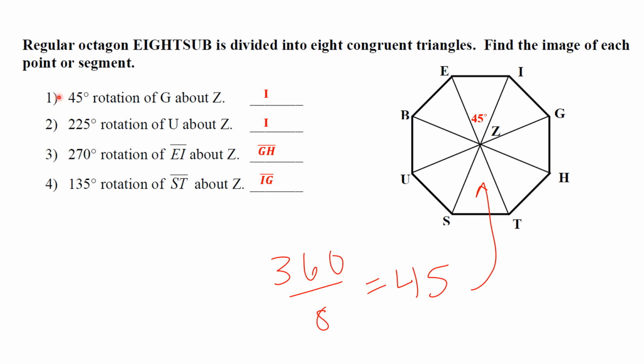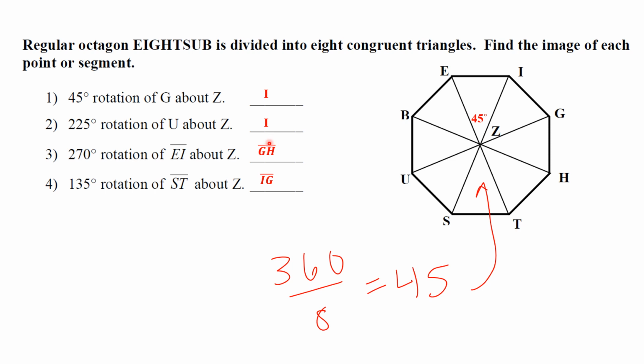So if it asks me to do a 45-degree rotation of G about the point Z, that basically means, remember, we're always going to the left, counterclockwise, unless we have negative degrees, which we won't. So always go to the left. If I start with G and just do one 45-degree jump, that ends me up over here at I. Let's see, for rotating U 225 degrees, 225, I believe, is 5 groups of 45, right? 5 times 45 makes 225. So I'll go 1, 2, 3, 4, 5 groups of 45, and that ends me up at I actually again.